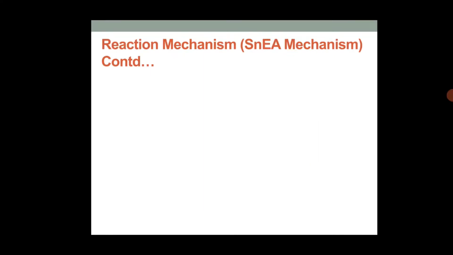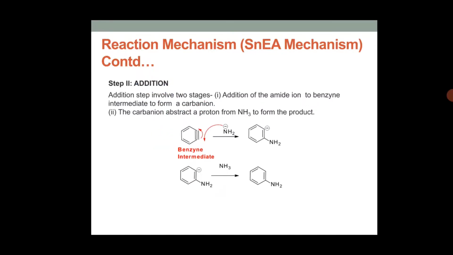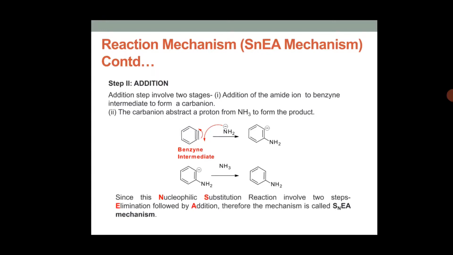The second step of the benzyne mechanism is addition, which also involves two steps. The first step is addition of the amide ion to the benzyne intermediate to form a carbanion. And the second step is the carbanion abstracts the proton from ammonia to form the product.